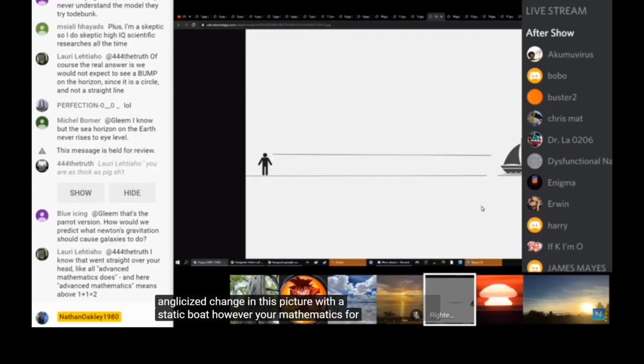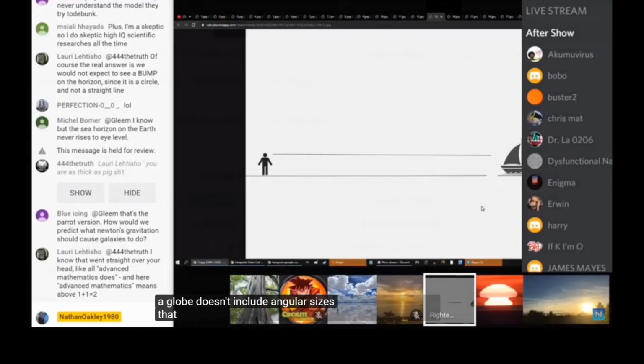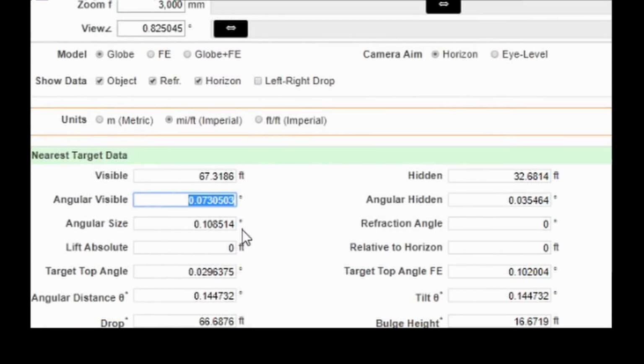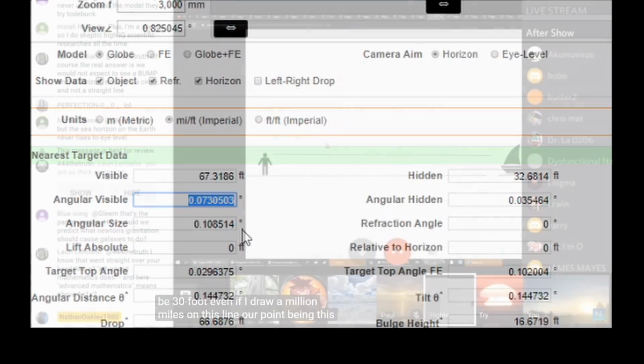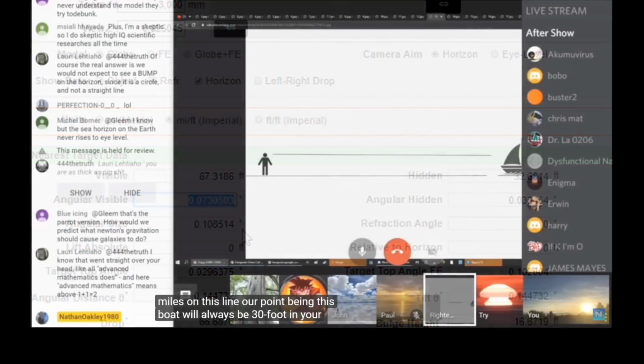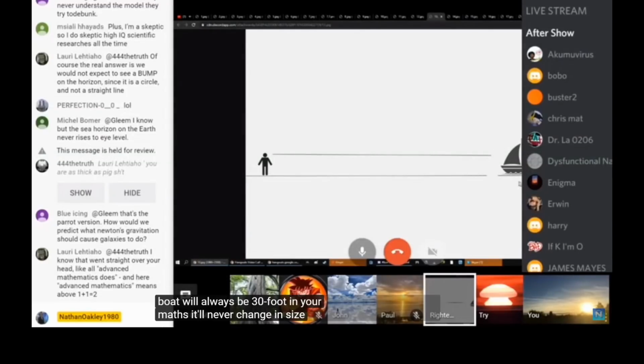However, your mathematics for a globe doesn't include angular sizes. That would be the point we're making. Maybe make a video about how your maths doesn't include angular sizes and the boat's always going to be 30 foot. Even if I draw 1,000,000 miles on this line, our point being, this boat will always be 30 foot in your maths. It'll never change in size, even though it's getting so small at 1,000,000 miles, there's no way you'll see it. But your maths will still see it.